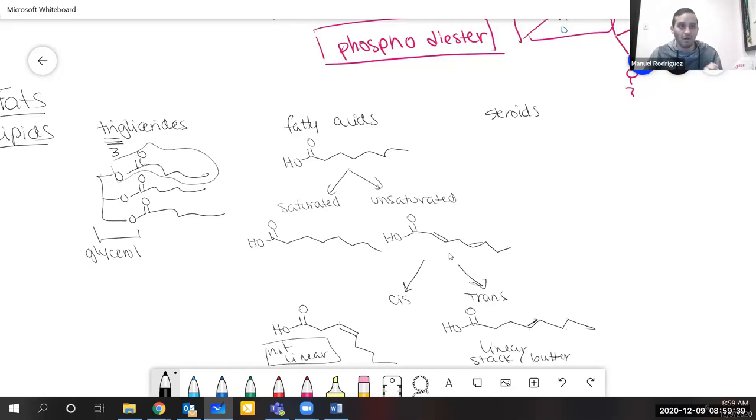The cis has kinks. The cis just has these kinks so they can't really stack. So then they become fluid. So then it goes through your body and you can get rid of it a lot easier. So it's like having bacon fat versus having just oil.